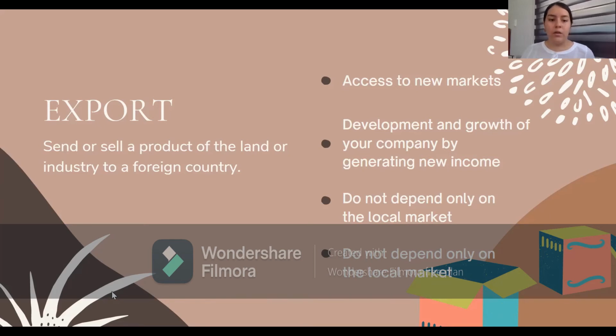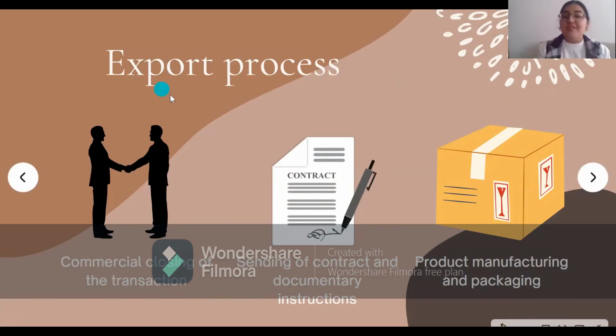And what I am trying to say is that we will have an extra opportunity to get income, even though we could have problems in our land or country. Okay, then we have the export process.